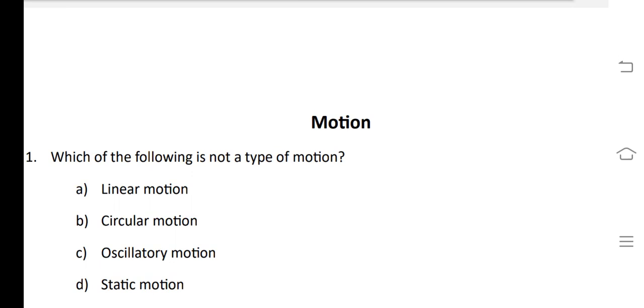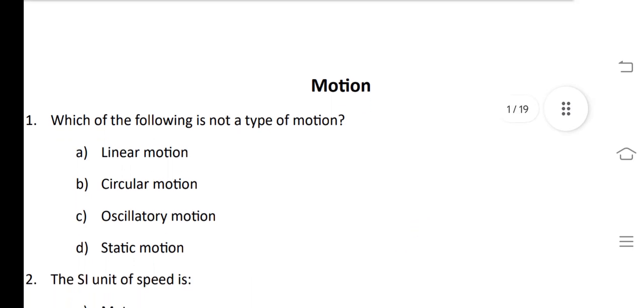Good morning, students. So, let us discuss some multiple choice questions on motion. Here, our first question is, which of the following is not a type of motion, that is static motion? Correct answer will be option number D.